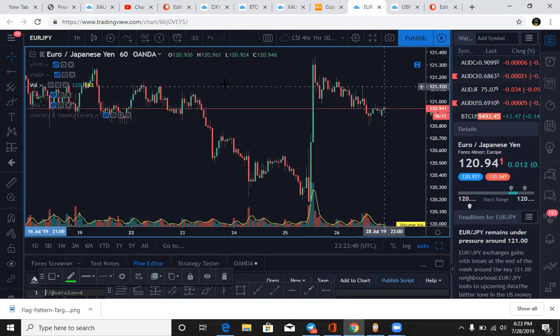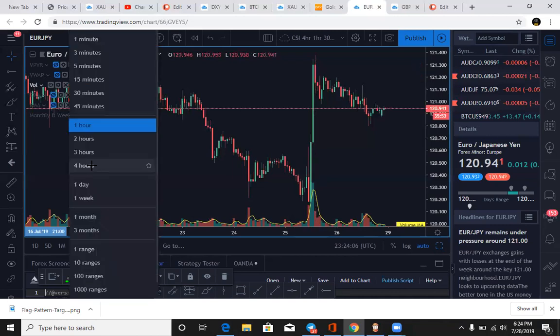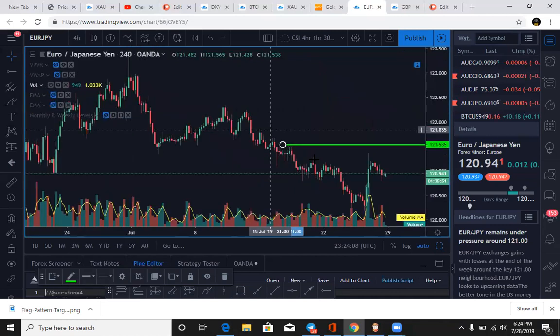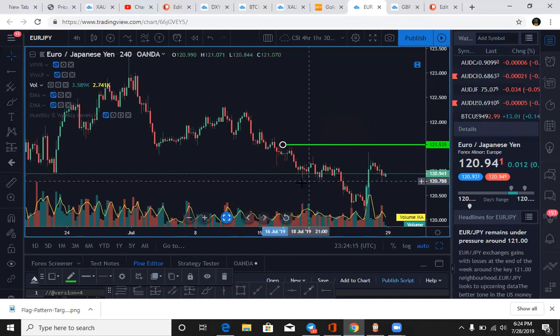And once again, we're going to have 2 targets. We'll have one that's going to be the amount of the actual flag, which is looking right about 30 pips. And then the second one would be right around 60 pips, so double that actual amount. I think I do have a target set here at 121.53.